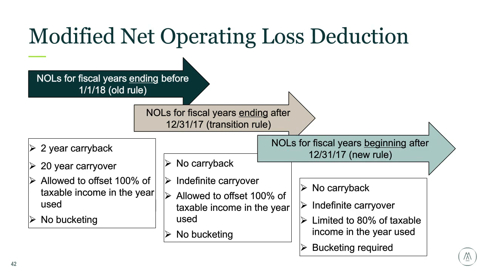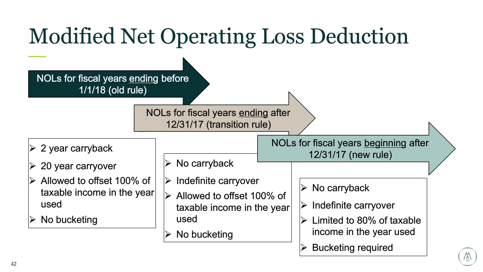However, for fiscal years that begin after 12/31/17, here's the new rule: again, no carry back, indefinite carry forward, limited to 80% of taxable income, but you have to apply it to each of the separate activity buckets separately.